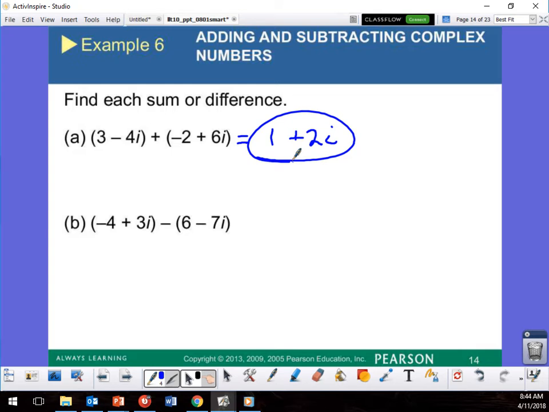Now this next one is slightly different because there's a minus in front of the parentheses. If there's a minus in front of the parentheses, what do you have to do? Distribute. So this minus, I have to distribute. It's going to be negative 6 plus 7i. So I'll rewrite this: 4 plus 3i minus 6 plus 7i, because I had to distribute to both of them. Now combine my reals, 4 and negative 6, which gives me negative 2 and my non-real, plus 10i.